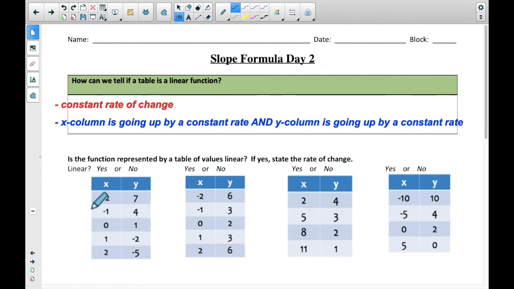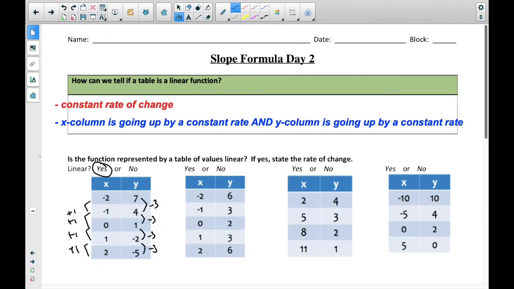And what I mean is if we look at this x column, can you see this is adding 1 every time, right? So it's just plus 1, plus 1, plus 1, plus 1. Let's look at the y column. That's down by 3, down by 3, down by 3, and down by 3. So they're all down by 3. So yes, this one is linear because it is constant. It's the same on both sides.